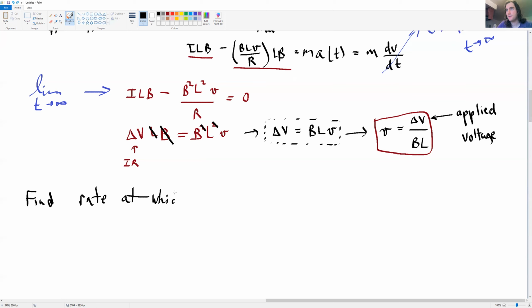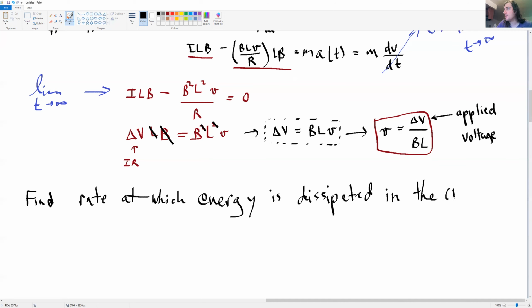Whoops, I always do that. Which energy is dissipated in the circuit. Can you guys tell I finally got a new mouse? In the circuit? So find the rate at which energy is dissipated in the circuit.